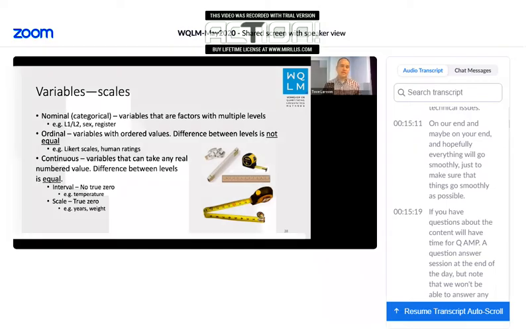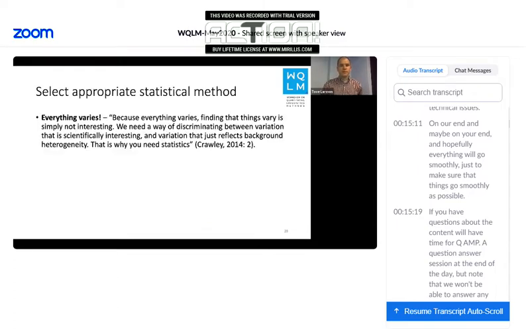None of them are necessarily bad or problematic. They're just different from each other, and they allow us to learn different things about our data. Okay, so now we're moving a step forward to talking about selecting an appropriate statistical method.